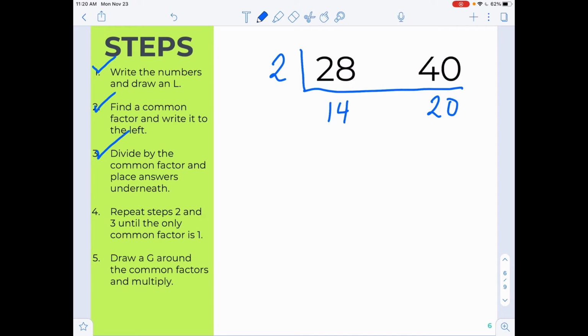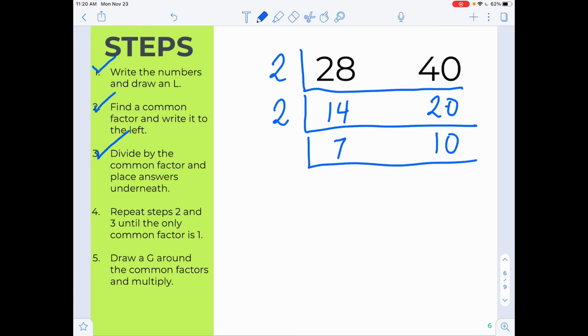Step 4 says to repeat these steps until the only common factor is 1. So I draw an L, and I choose a common factor, a number that I can divide both 14 and 20 by. They're even, so a common factor would be 2. 14 divided by 2 is 7. 20 divided by 2 is 10. Now the only number I can divide both 7 and 10 by is 1, which is what I want to get to. I want to have the only common factor to be 1.